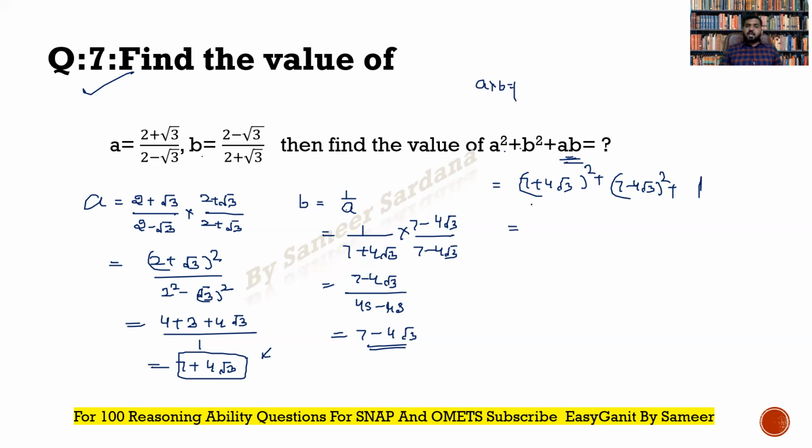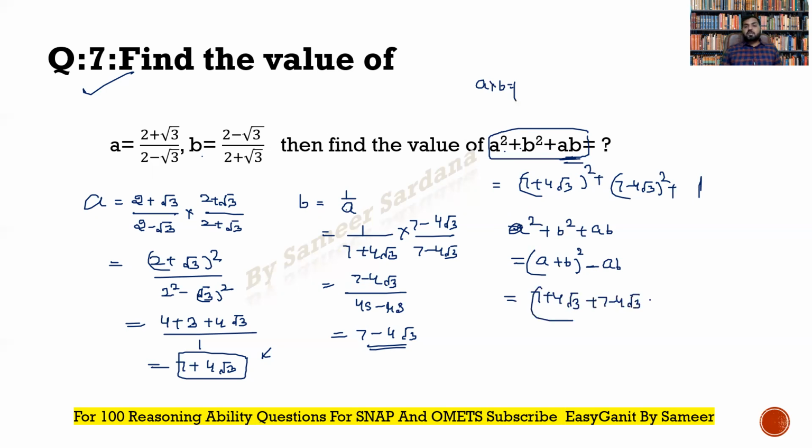This is one way to do it. In fact, this will become lengthy. What you can do is, A square plus B square plus 2AB. Can I straight away write down A square plus B square plus AB as A plus B whole square minus AB? These both are the same thing. Now, what is A plus B? A is 7 plus 4 root 3 and B is 7 minus 4 root 3. Square minus AB. AB we know is equal to 1. So put the value of AB as 1. This gets cancelled now. 7 plus 7 is 14. 14 square is 196. 196 minus 1. Answer will be 195. Right.